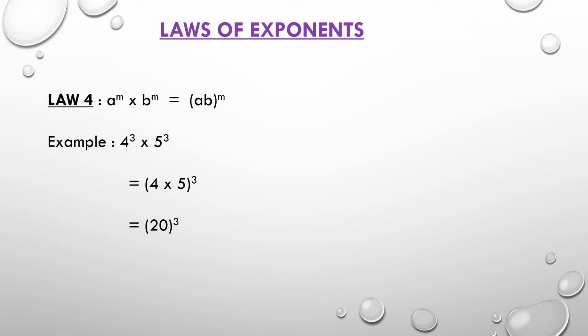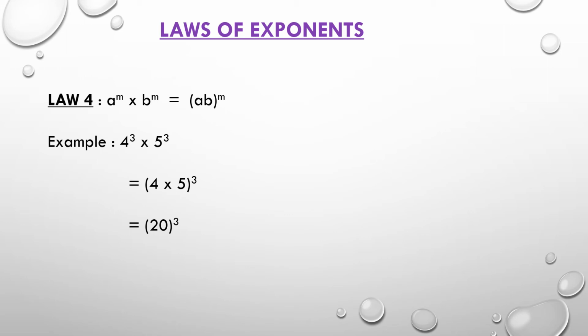Now the next law, law number 4, is a raised to the power m multiply b raised to the power m. You can see, children, now the bases are different, a and b, but powers are same and there is a multiplication sign between them. So what we will do, a and b will be multiplied, bases will be multiplied, and they will have a common power m.